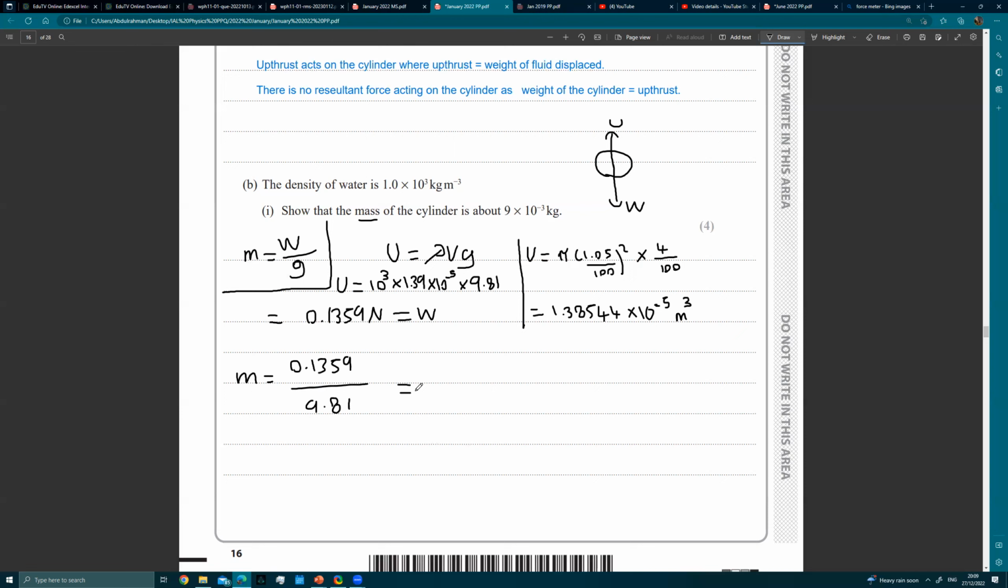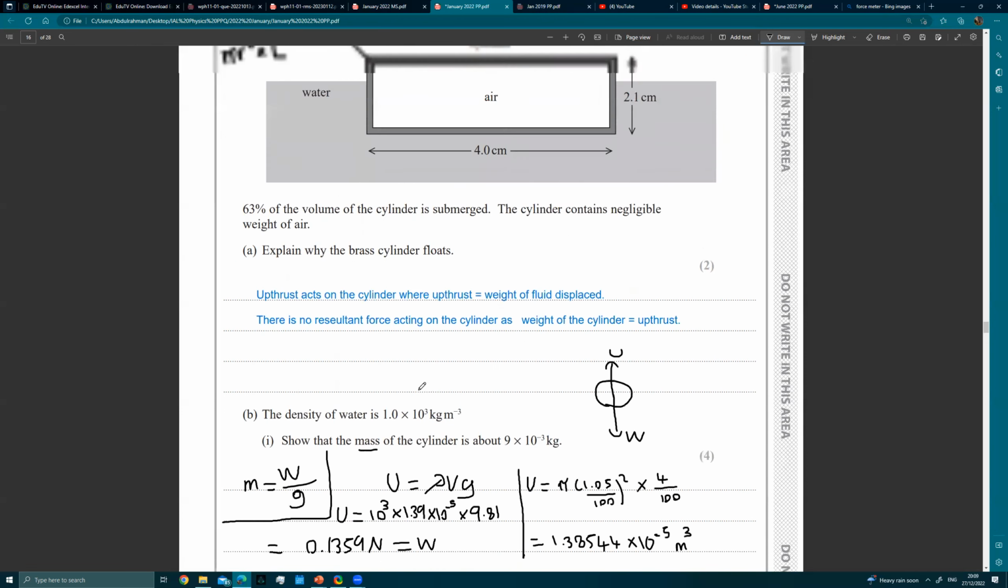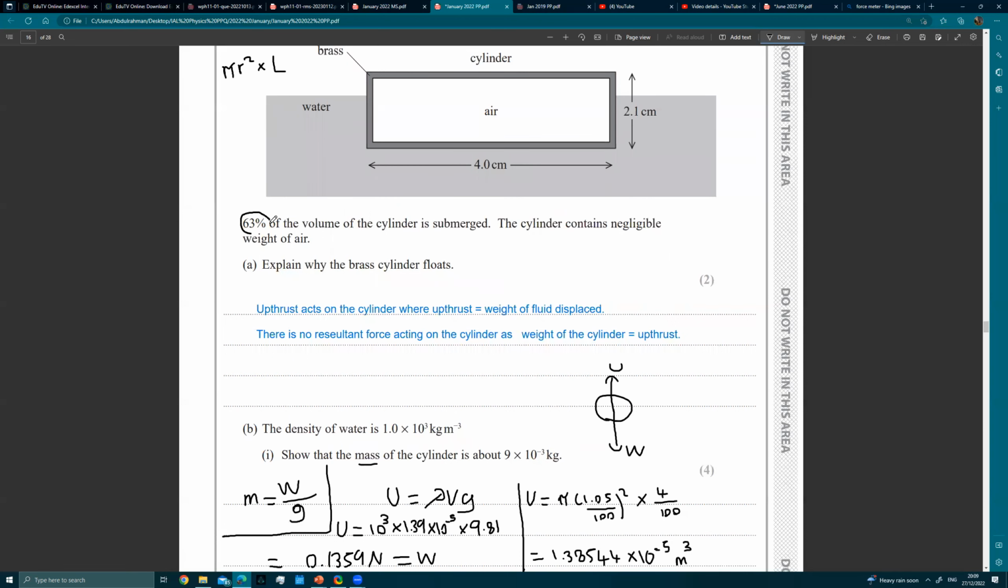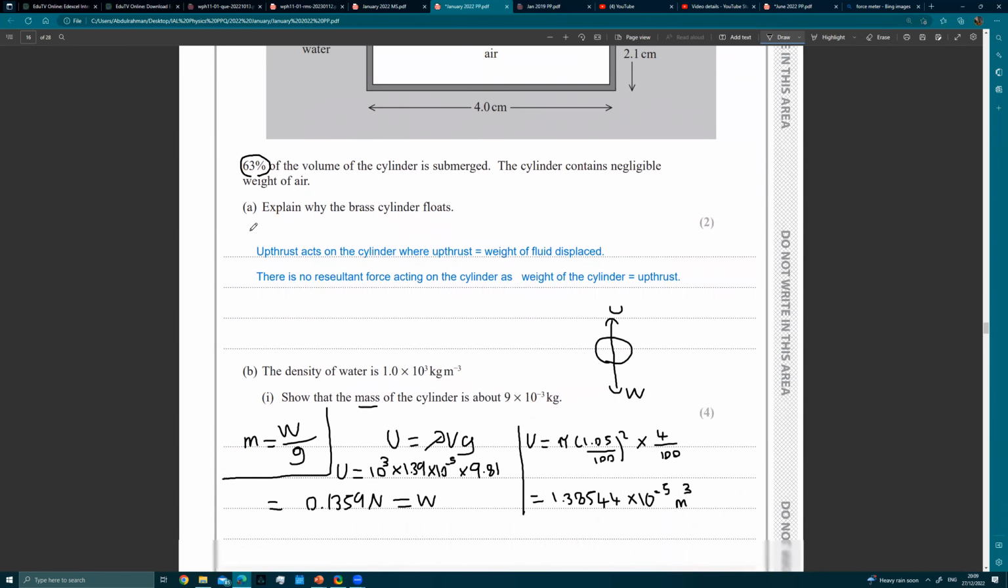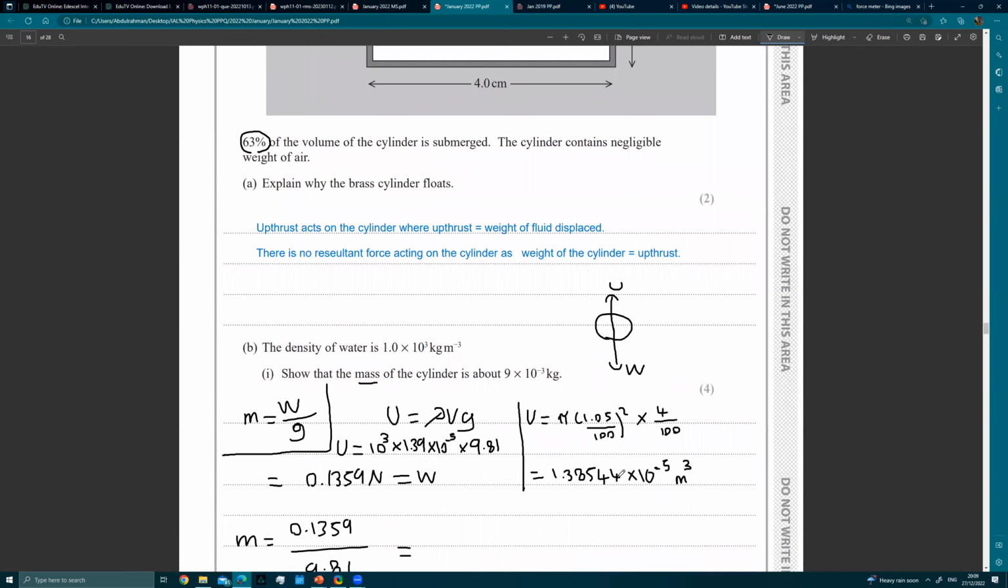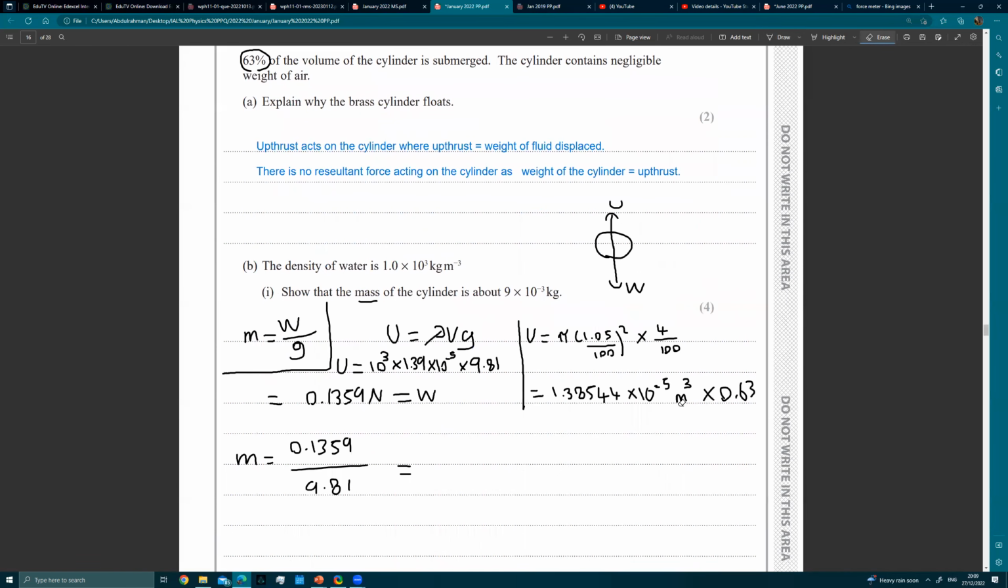Interesting. Saying show. I understand why. Because it says 63% of the volume is submerged. When we worked out the volume, we assumed 100% was submerged. So we're going to have to multiply this one by 0.63. Oh, okay.